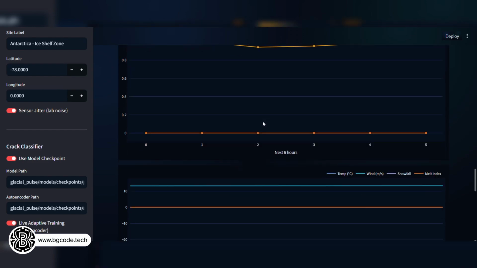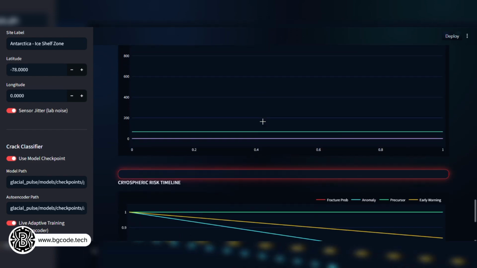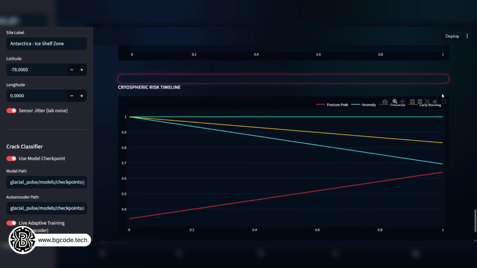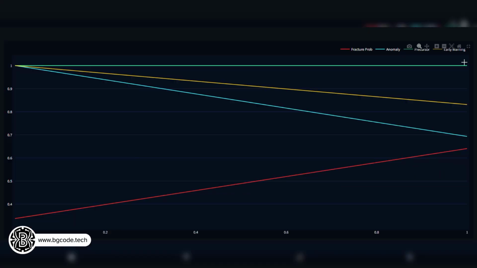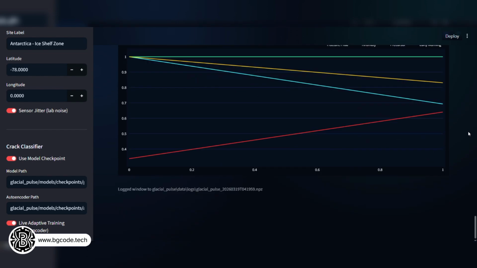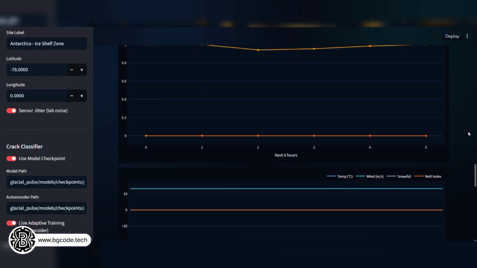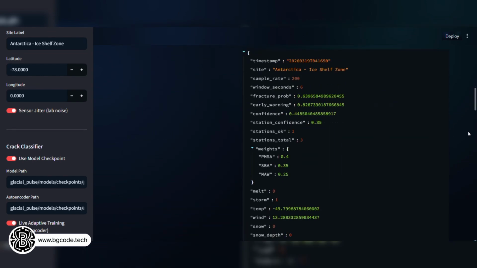Here, normal glacier activity remains stable. But as stress builds, anomaly patterns begin to emerge. Until the system detects a high probability fracture event.